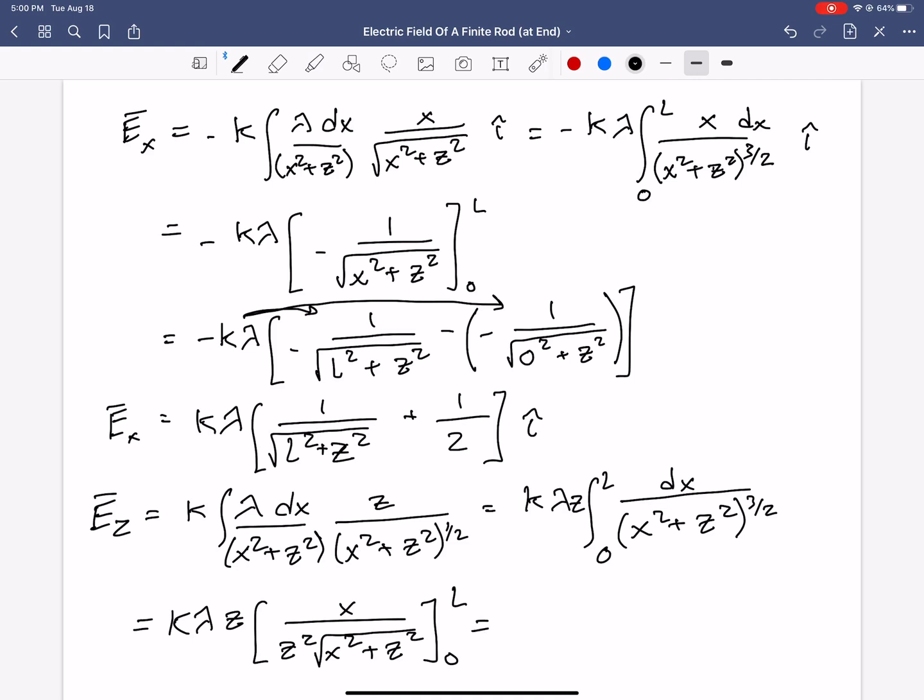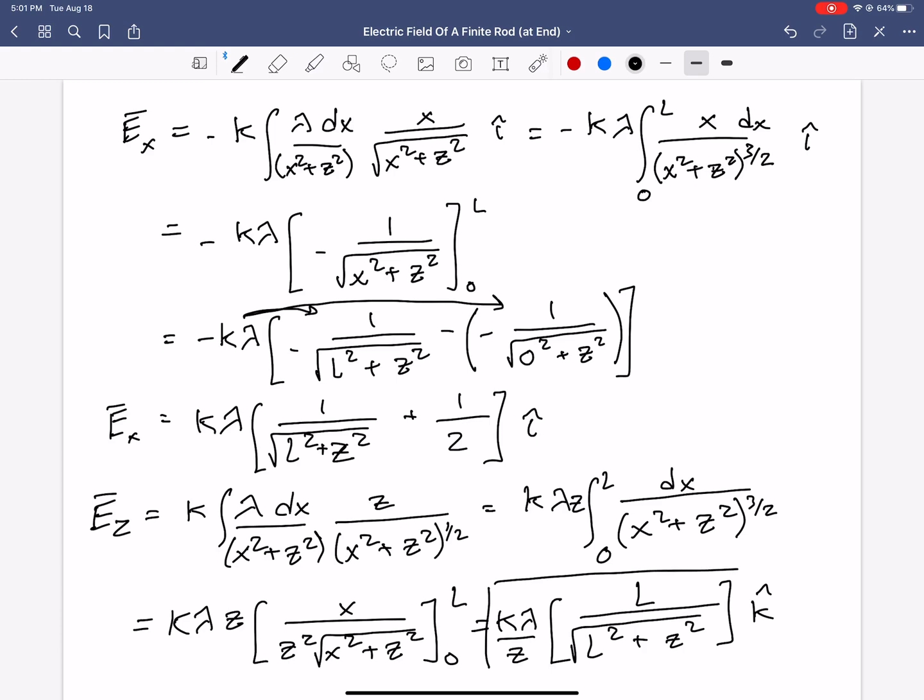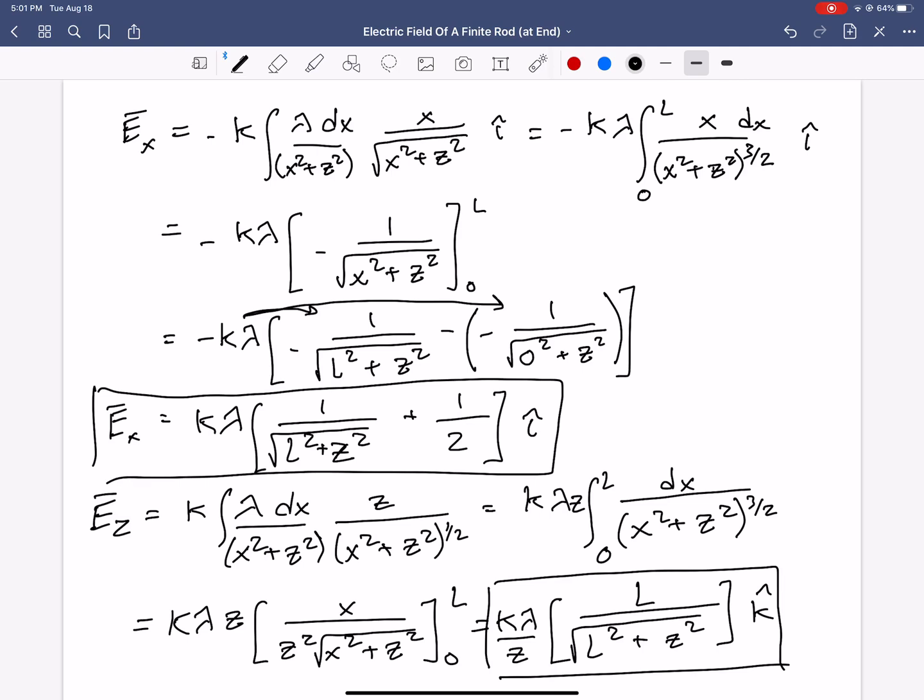Okay. And so here it becomes k lambda, and then I'm just going to do it like this. And then one last thing, we have this as over z. That's the difference here. So we have a final expression of that for the z component, and this for the x component, right?